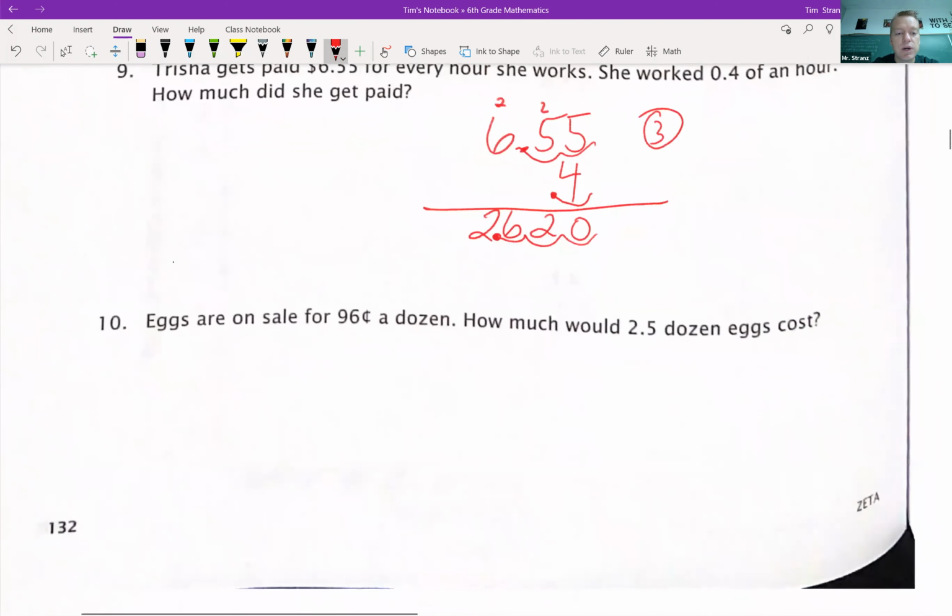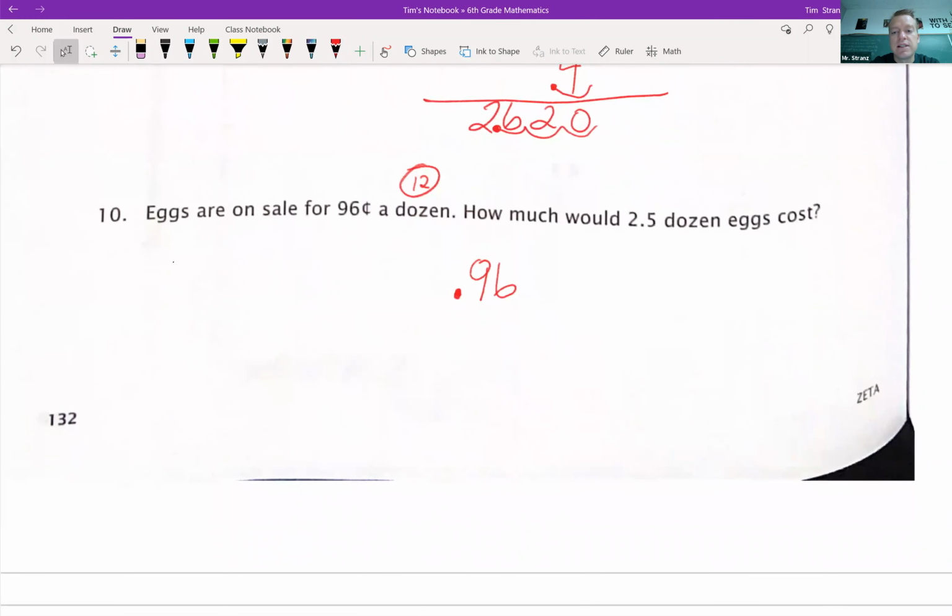Okay, and then number 10, last one, eggs are on sale for 96 cents a dozen. How much would 2.5 dozen eggs cost? Okay, so remember, a dozen is 12. Okay, if we have 2.5 dozen, we're going to have a total, right, so you got 12 times 2, which is 24. 24 plus 6 is going to have 30. So we got 96 cents. Okay, and that's for a dozen. If we have 2.5 dozen, we just said 30 eggs, right?